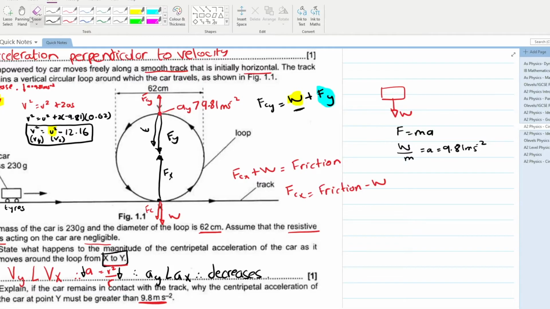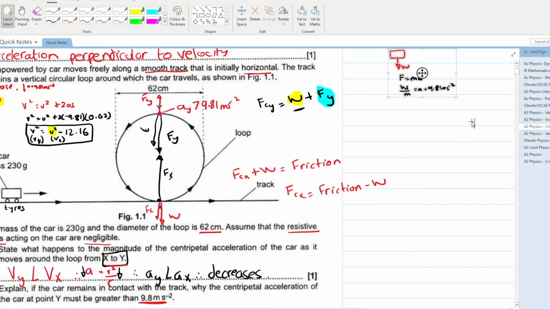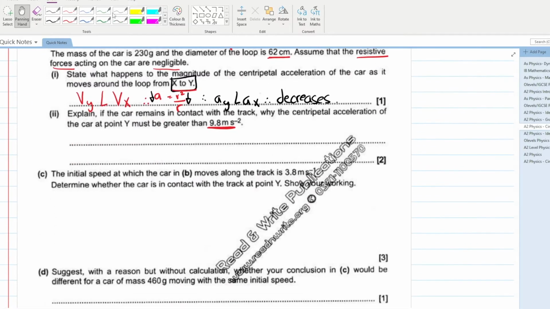Now a force like this is acting on the car. This is the force that is actually acting on the car, something like this. The weight is acting downward, which will cause an acceleration of 9.81, and a frictional force is also acting, which will cause a separate acceleration. So when you combine both accelerations, it will be greater than 9.81 ms-2. So let's write it here. Explain, if the car remains in contact with the track, why the centripetal acceleration of the car at point y must be greater than 9.81 ms-2.